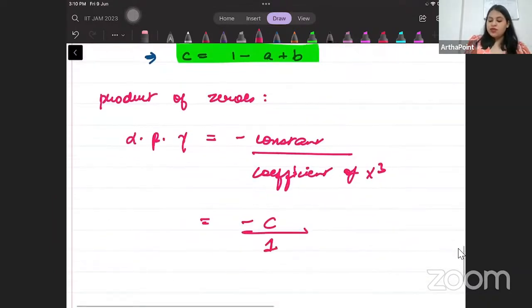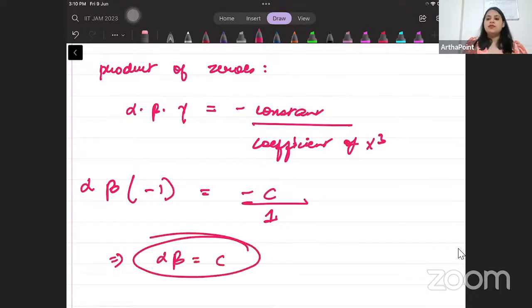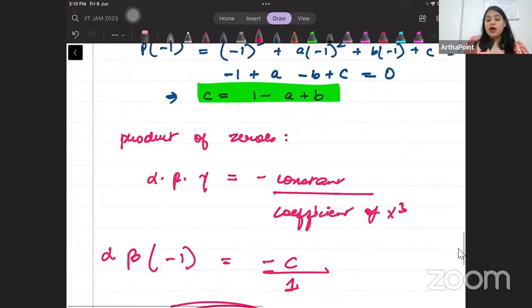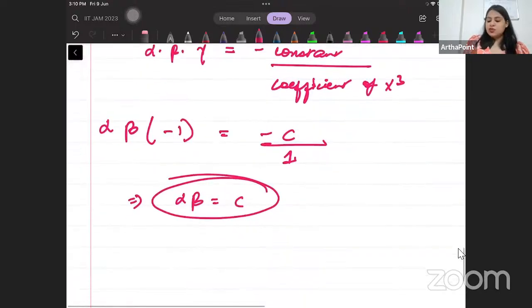So, beta, one of the zeros can be alpha, other zero can be beta, but one of the zeros is given to me, na? And what is that zero that is given to you? That is given to you as -1, right? The third zero is given to you as -1. So this implies, beta, that alpha into beta will be equal to c. But c is not given in any option, but I just found out c is 1 minus a plus b. So this will be equal to 1 minus a plus b.